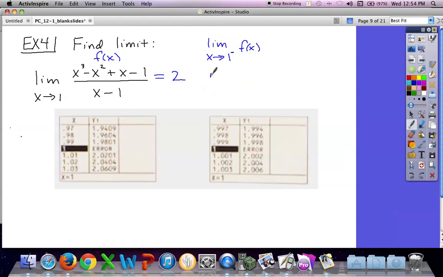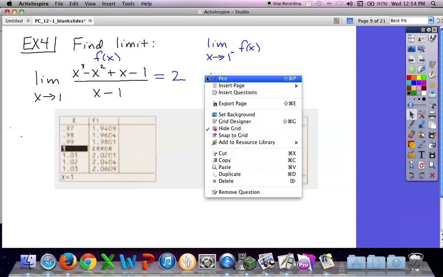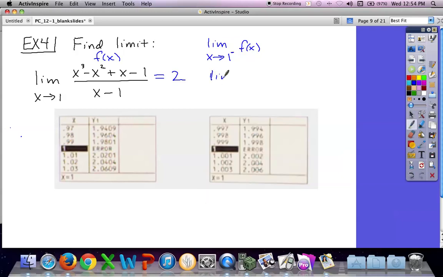And if I say the limit as x approaches 1, and this time I put a little plus on top of it, that means it's approaching from the right. And in this case, both of them equal 2. Okay, and when those two are equal, then the limit is 2. If those two are not equal, then there is no limit.